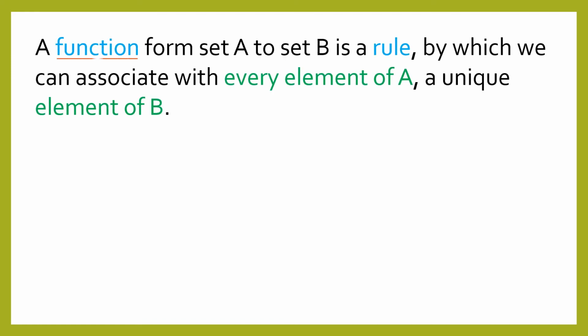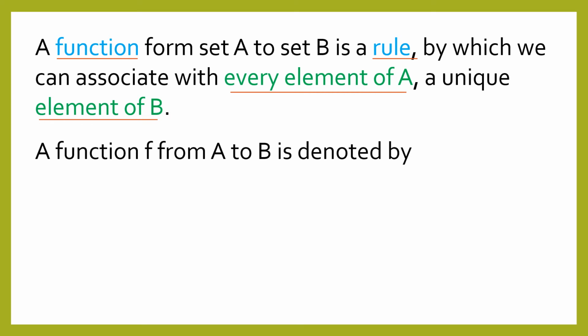Now we will see the definition of a function. A function from set A to set B is a rule by which we can associate with every element of A a unique element of B. So a function f from set A to B is denoted by f from A to B.